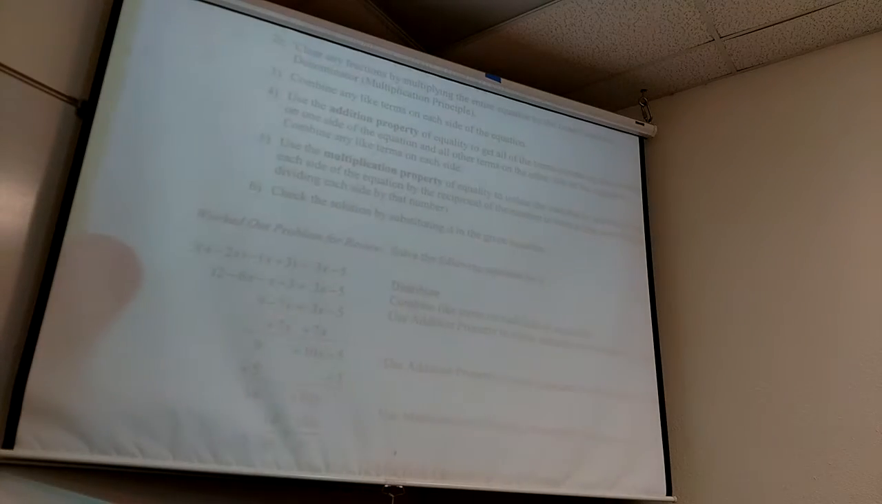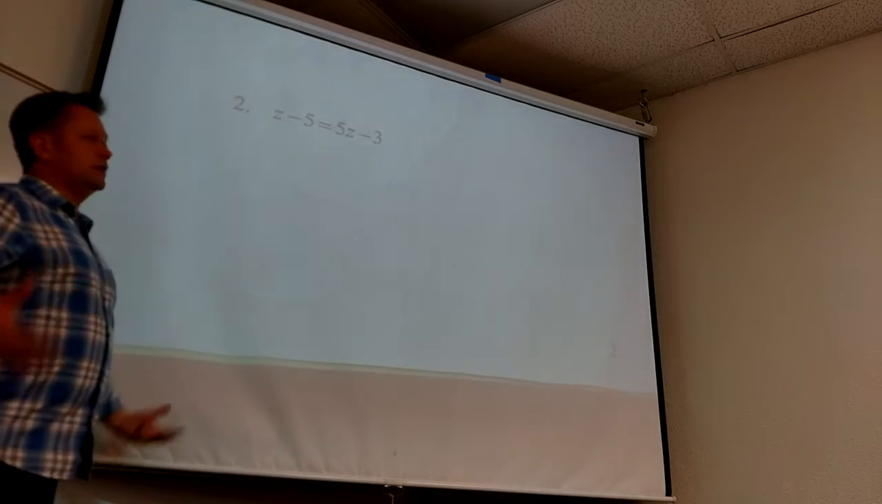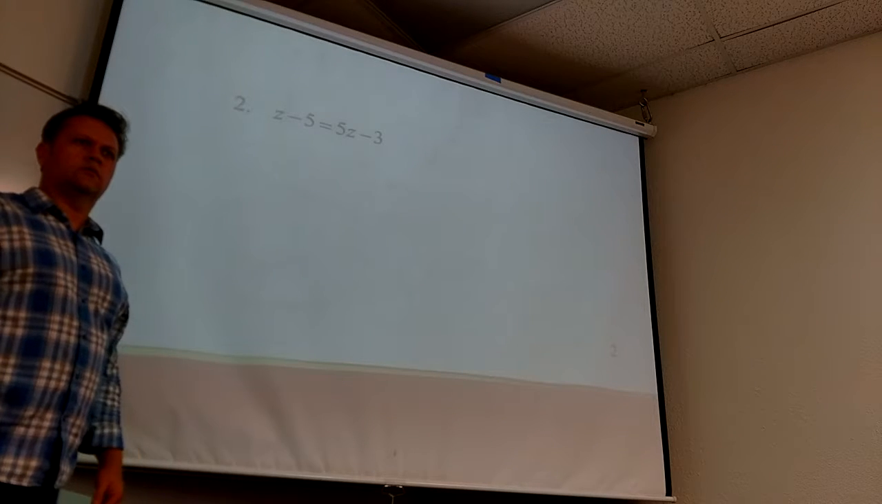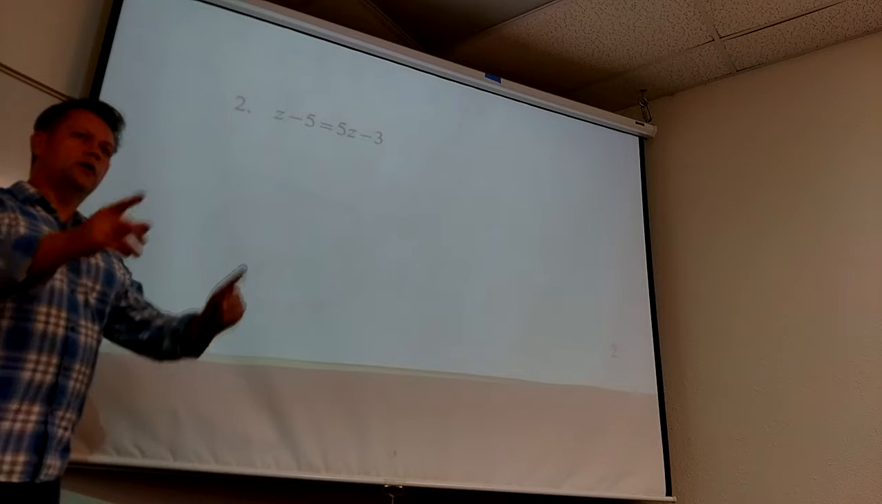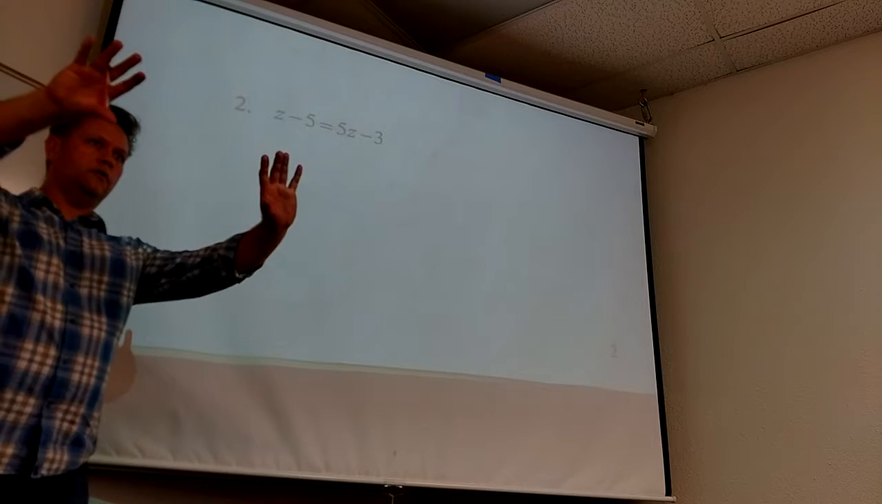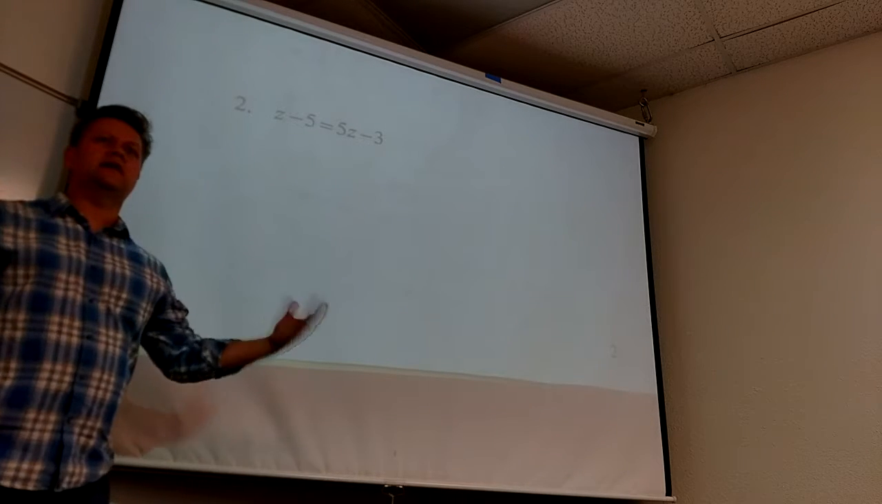So here, let me give you something. What do you do when there's a variable on both sides, like down here? Trying to solve for z. There's a z on both sides of the equation. Yeah, so you want all your variables on one side and then all the numbers on the other side. So you kind of pick a side.